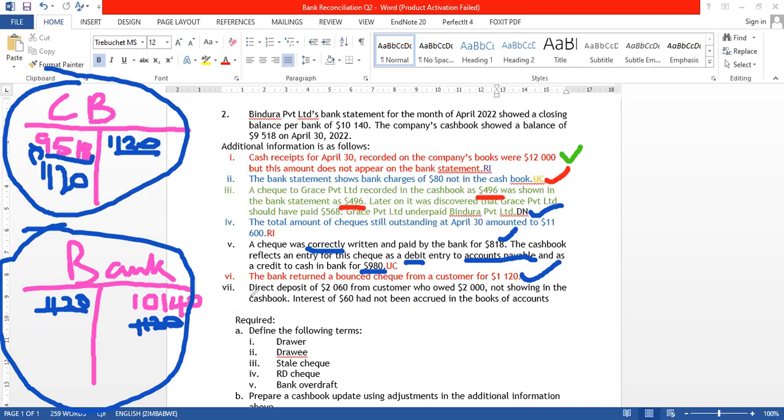Yes. Now, okay, if you get that, then let's go to the last item. We only have 2 minutes. So please, let's be quick. Direct deposit of $2,050 from customer who owed $2,000, not showing in the cash book. Interest of $60 had not been accrued in the books of account. Right. So, what do you think about this one? Someone quickly.